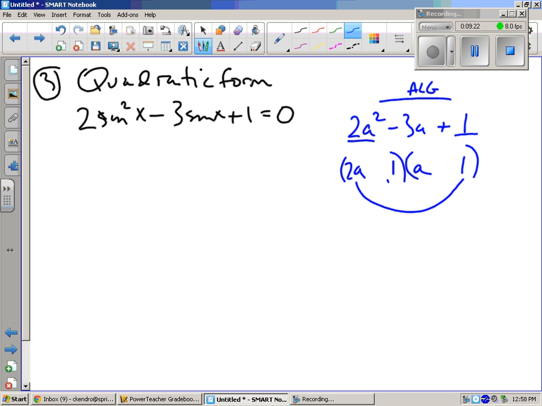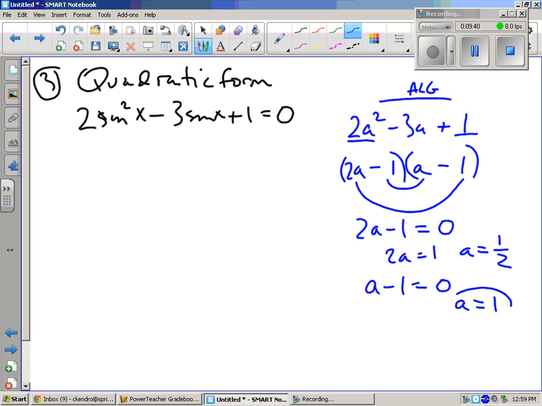Check the outside and the inside. Those have to equal -3, so both of them are going to be negative. So 2a minus 1, set that equal to 0. You get 2a equals 1, so a equals 1/2. Then we do the other parentheses, a minus 1 is 0, so a equals 1. So at this step in algebra, you're finished.